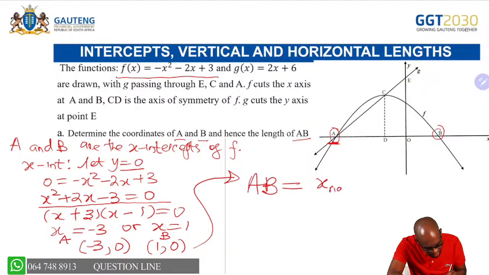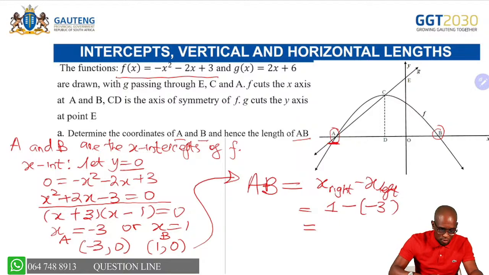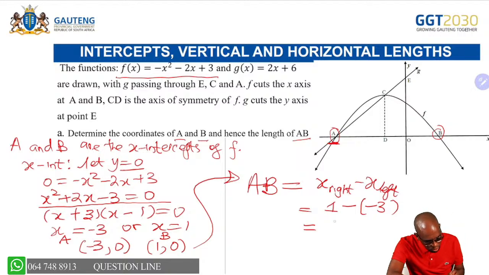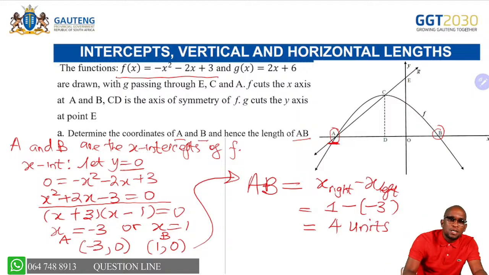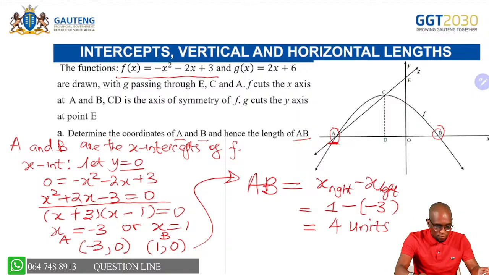X on the right minus x on the left. My x on the right is 1 minus my x on the left, which is negative 3. Remember, I'm putting it in brackets there because it's negative. So the length AB will then be 4 units like that. So we've worked it out.